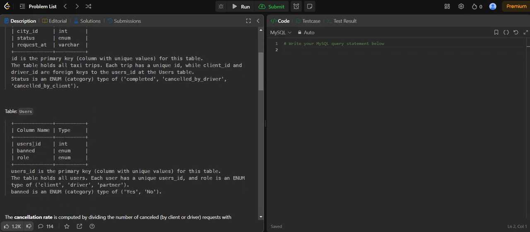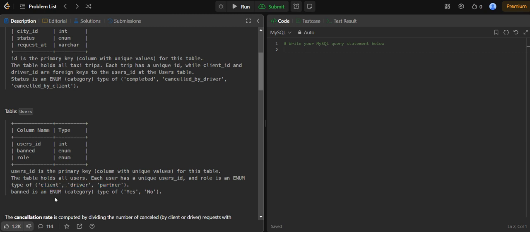Now the users table has three columns: user ID, banned, role. User ID is the ID of the user. Banned is an enum category. It has either yes or no, and role is also an enum category. It has three categories: client, driver and partner.